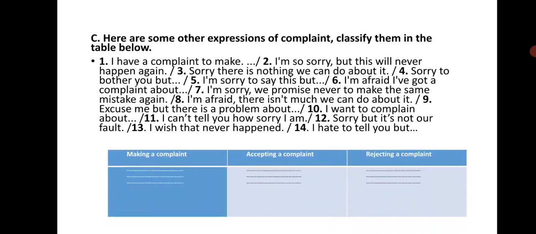So I asked them to classify these expressions of making and responding to a complaint into the previous chart, the previous table. And for the sake of saving time, I always ask them to write only the number of the expression in the appropriate column. Again, this activity has to be done in 2 minutes and be corrected in 3 minutes.